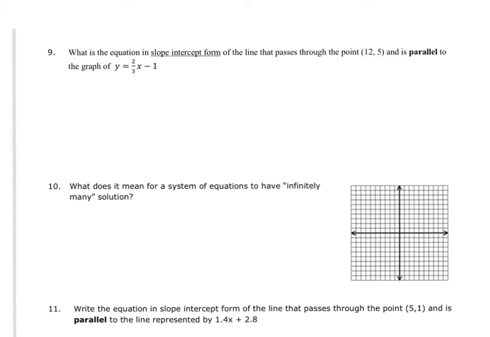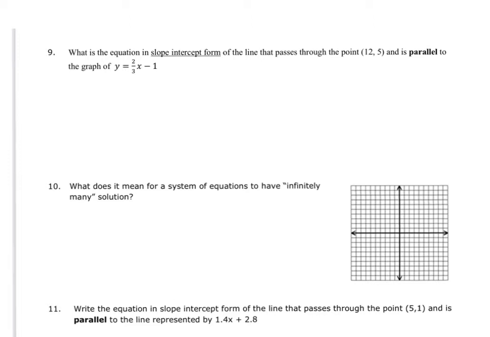Okay, we are on to page 3 of our review. We're looking at question number 9, and the question reads, what is the equation in slope-intercept form of the line that passes through the point (12, 5) and is parallel to the graph y = 2/3 x - 1? Okay, so lots of information here. Just take it piece by piece.